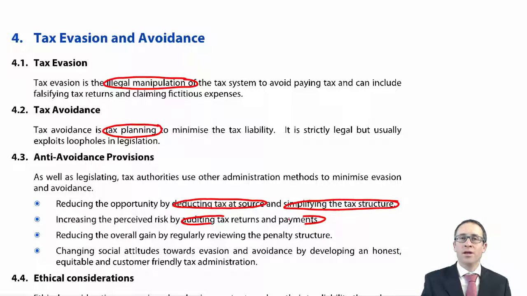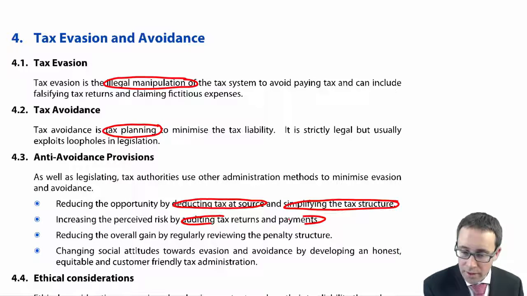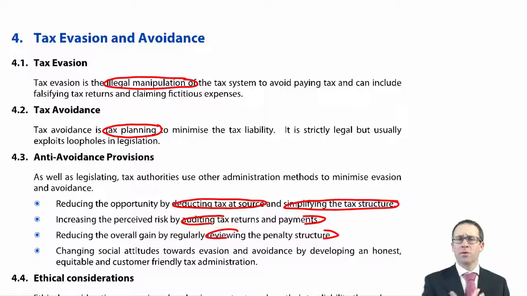But at least if the submission of your return, you know it's going to be audited, that might then prevent you either putting in illegal claims and evading tax, or trying to manipulate your tax liability through tax planning and avoidance. What you could do there is regularly review the penalty structure. If you think people are being too aggressive or there's too much illegal manipulation going on, maybe increase the fines to prevent people from doing it.